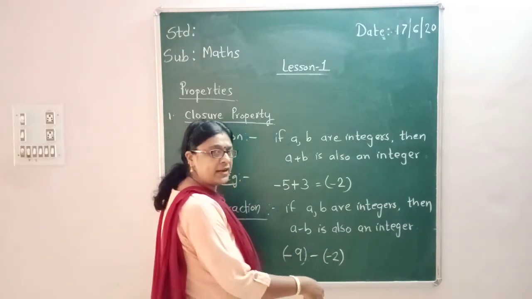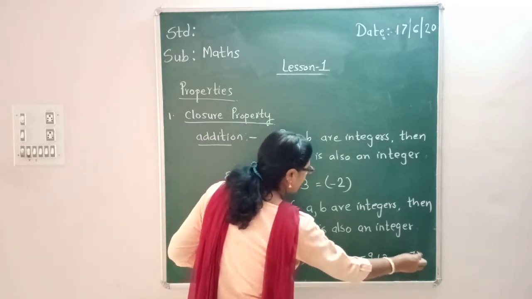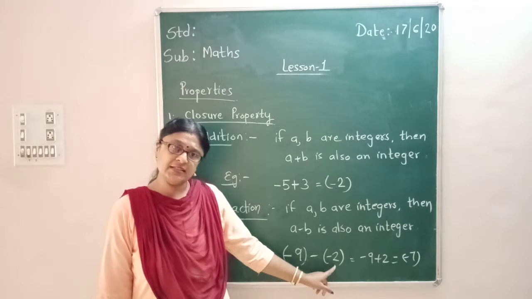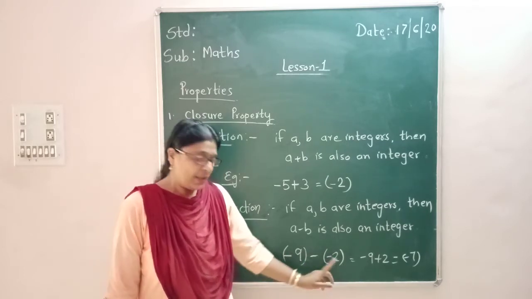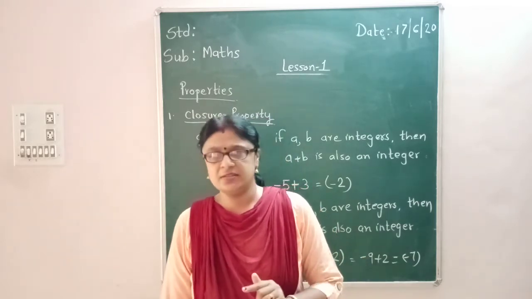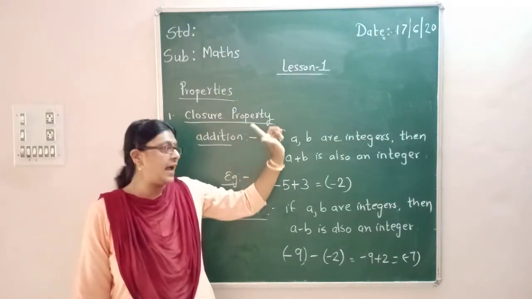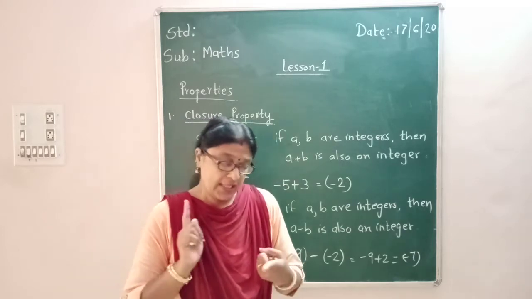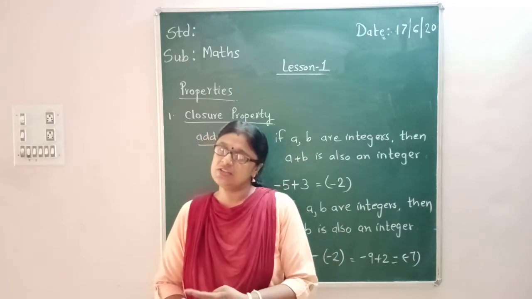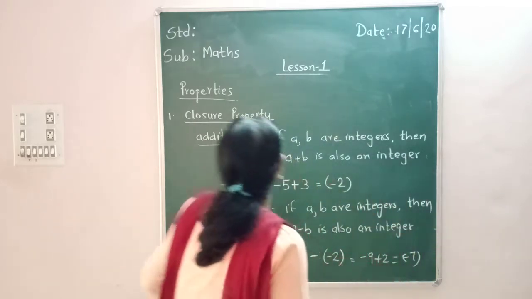So -9 minus -2 is equal to -9 plus 2. That gives me the answer -7. So -9 is an integer. Yes. -2 is an integer. Yes. So when I subtract -9 and -2, I get the answer -7, which is also an integer. Okay. So I repeat. The closure property says that if A and B are integers, then A plus B is also an integer and A minus B is also an integer. That is the closure property. Is that clear? Okay. Now we move on to the second one.